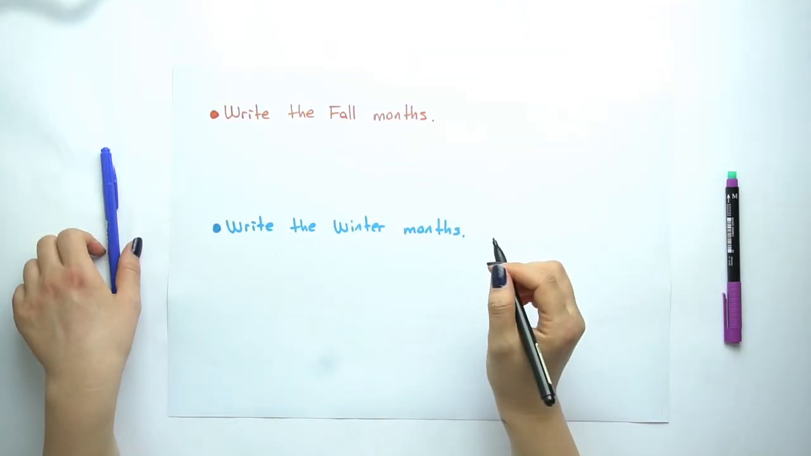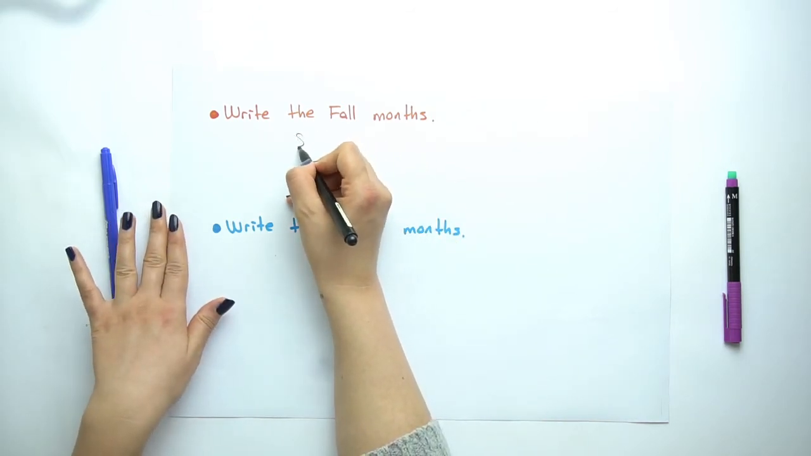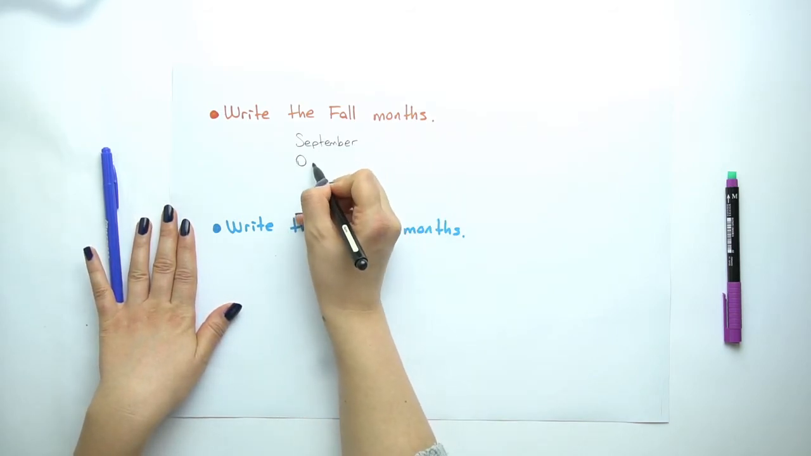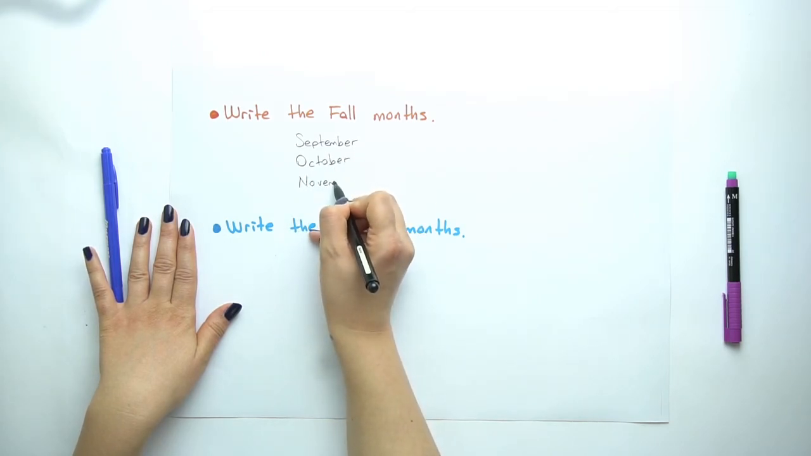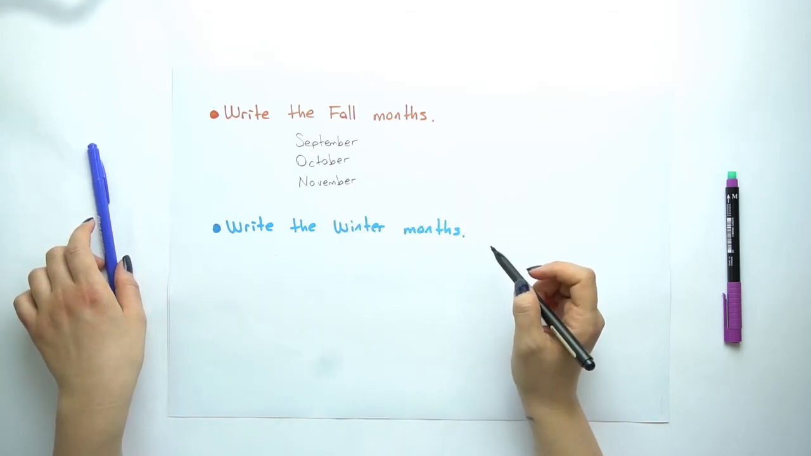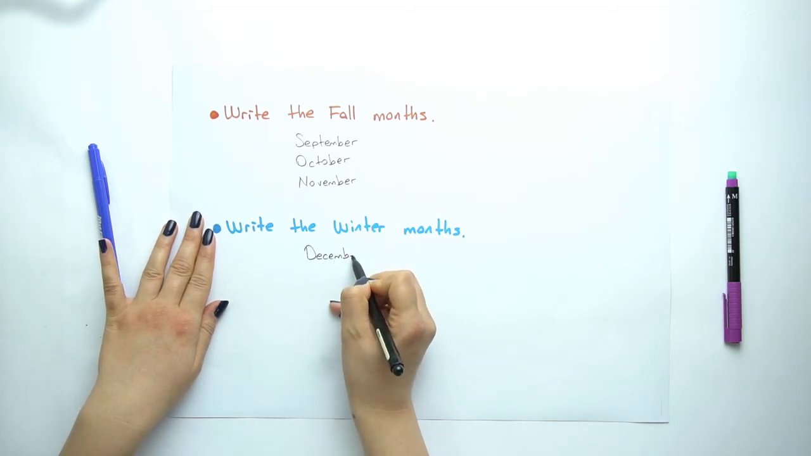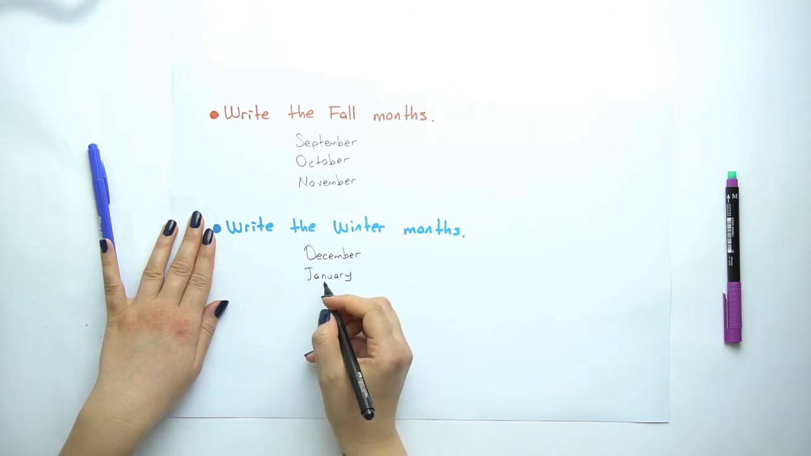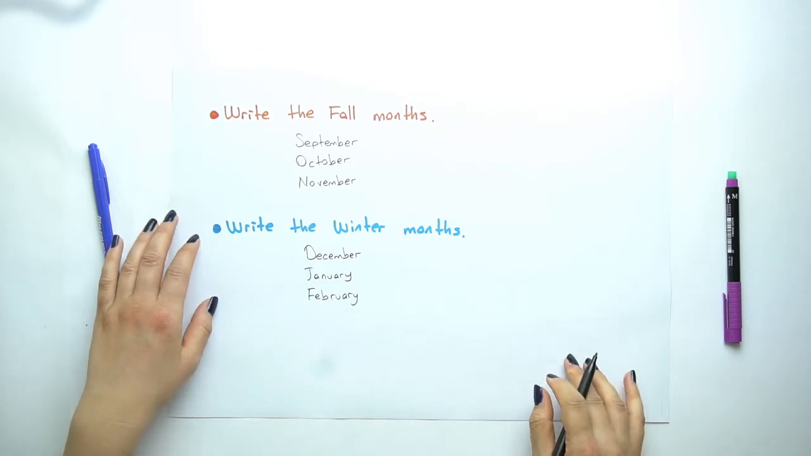Now we will write the fall months. Okay, first we have September, then we have October and November. Okay, and last part, what about the winter months? We have December, then we have January, and then we have February. These are all winter months.